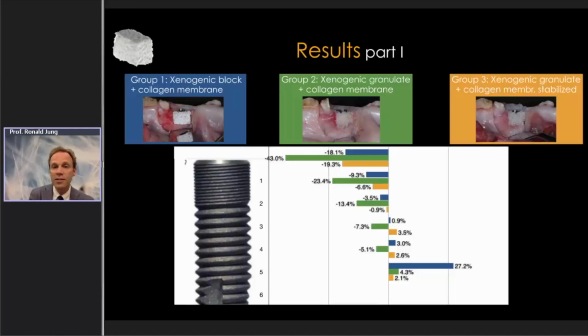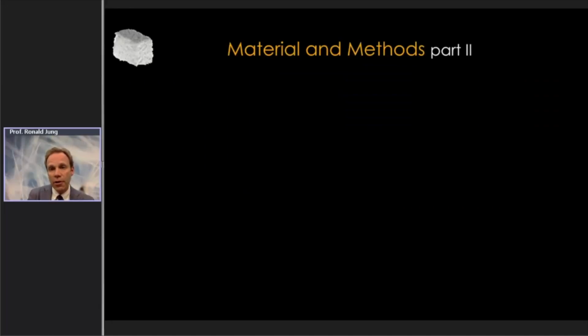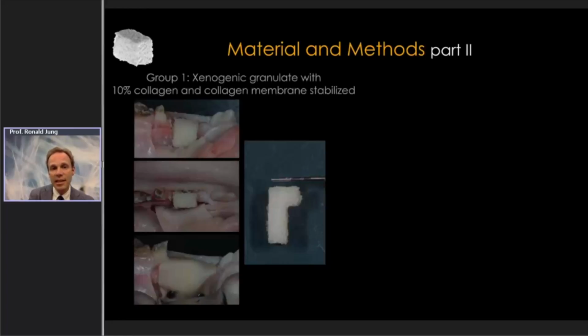In the second part, we have additionally assessed a technique which we call the L-shaped technique. What is going to be used is xenogenic granules which were embedded in 10% collagen. This is the BIOS collagen itself, and the BIOS collagen is going to be cut into an L-shaped form, as you can see on the screen. It's easier to cut it when it's wet in order to get it to this form.